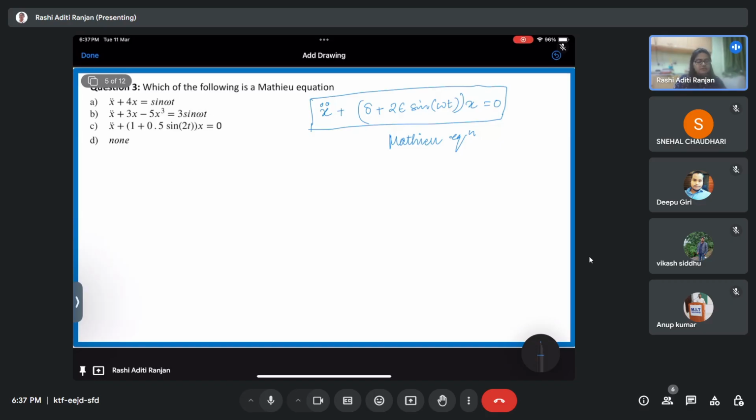So this is a very easy question. The first option, as we can see, is a linear system only, with a forcing present in terms of sine of omega t. The second equation is a Duffing equation with a softening type of spring. You see there is a minus 5x cube with a forcing function. The third equation is x double dot plus something multiplied with x, where that something has the same form as that of a Mathieu equation. So definitely C is going to be the correct option.